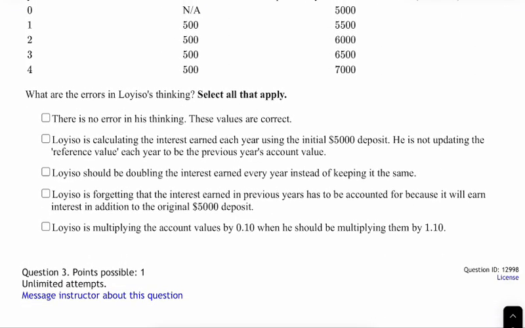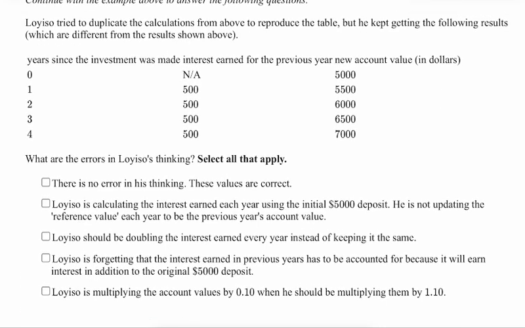And then we're going to do the same thing again. It says that Loyoso tried to duplicate the calculations from above to reproduce the table, but he kept getting the following results. So what did he do wrong?